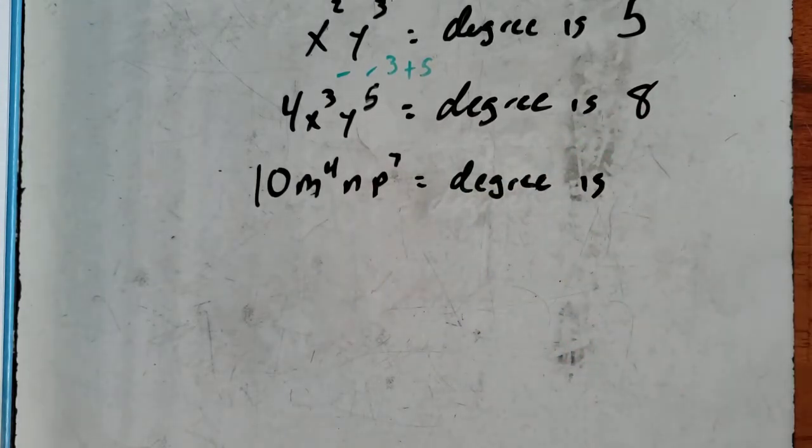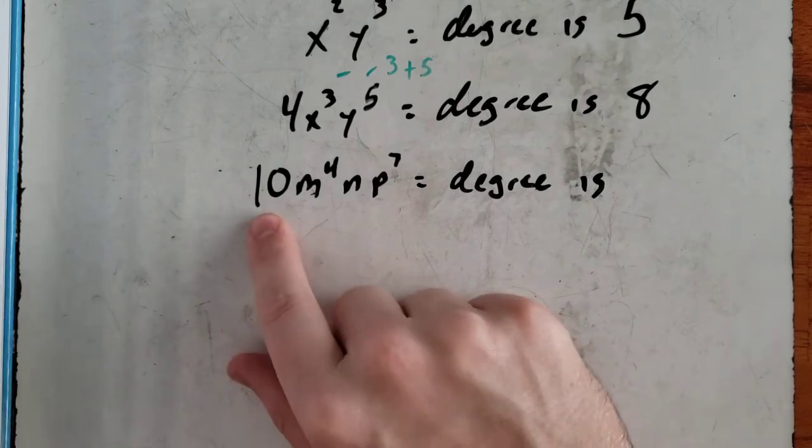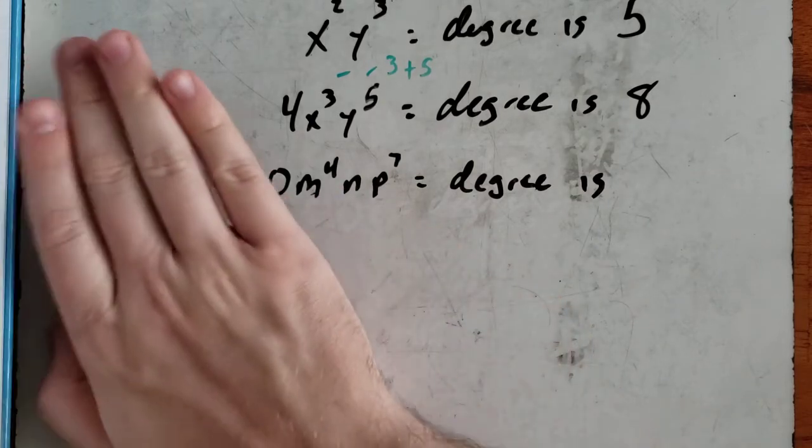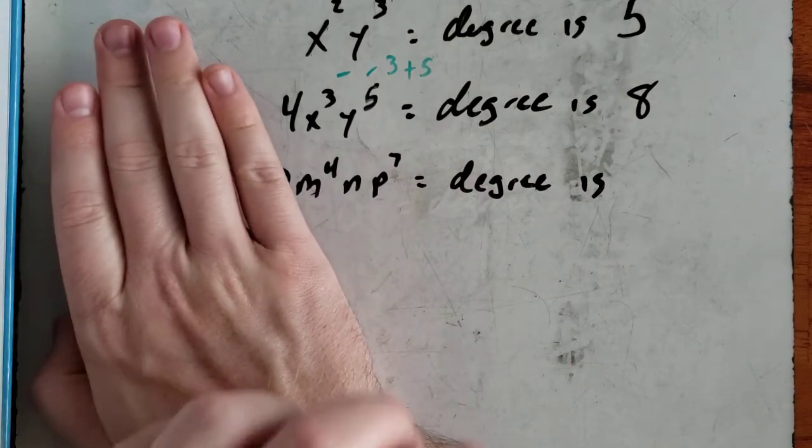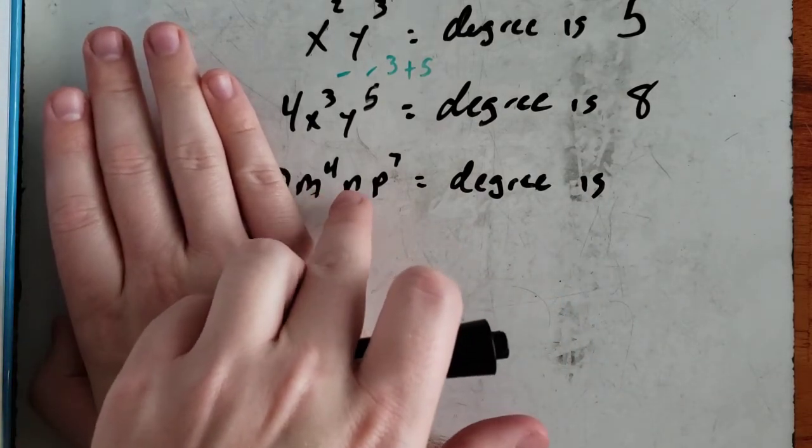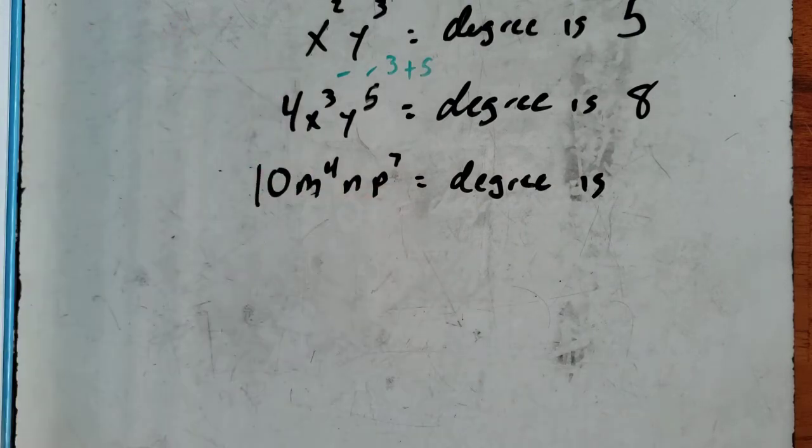So what are we doing here? Adding the exponents, right? Remember, we're only looking at the exponents of the letters. We're not looking at this big number here, so we're not looking at that. We're only looking at the exponents of each letter. We're adding those up. So what are our exponents?